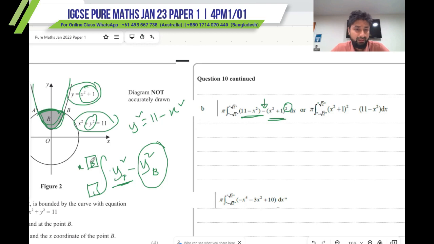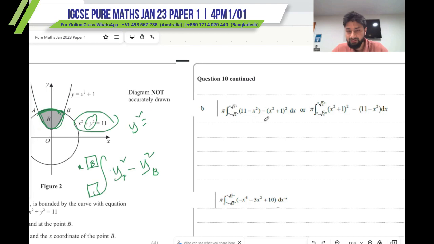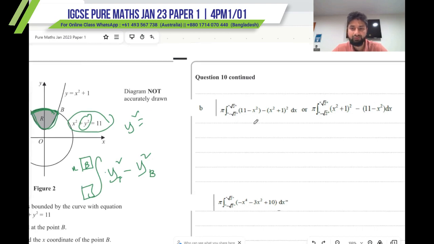Now, as I was talking about the limit, on top, you have to put the x coordinate of B, which is square root of 2. And on the bottom, you have to put the x coordinate of A, the intersection point, which is negative square root of 2. So you're going to write negative square root of 2 here as a limit. And you also have to put a pi over here. So now my formula is ready, and I just need to solve it.